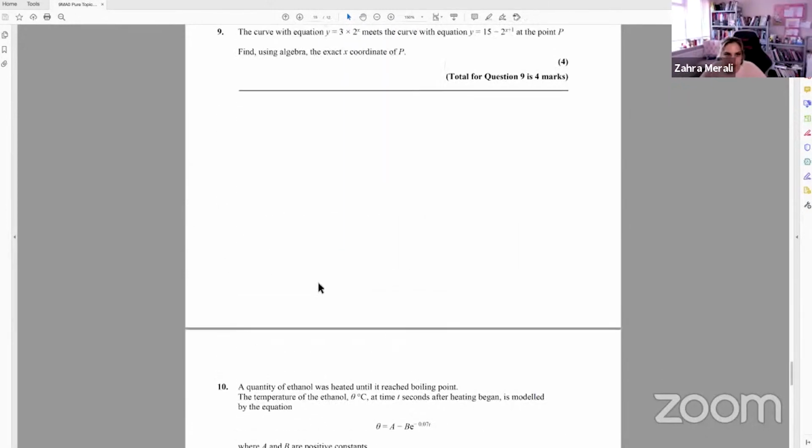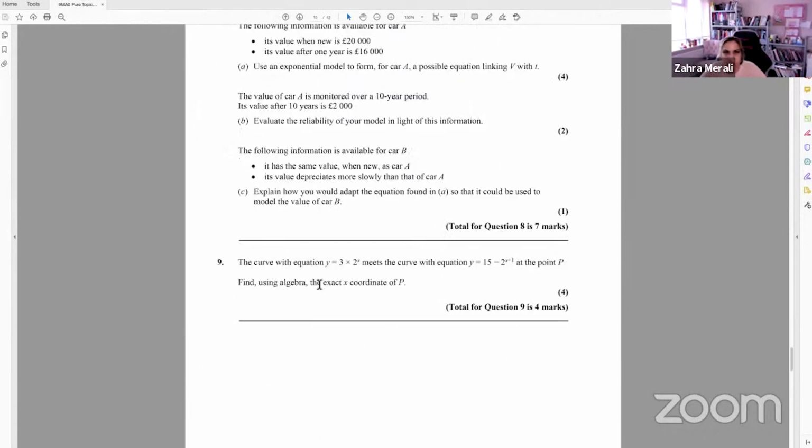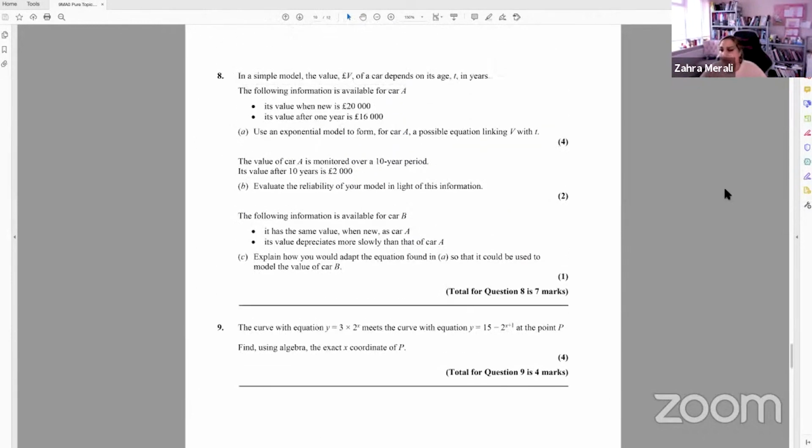Oh, sorry, we scrolled too far. Question 8. In a simple model, the value of the car depends on its age. The following information is available. Its value when new is 20,000. Its value after 1 year is 16,000.